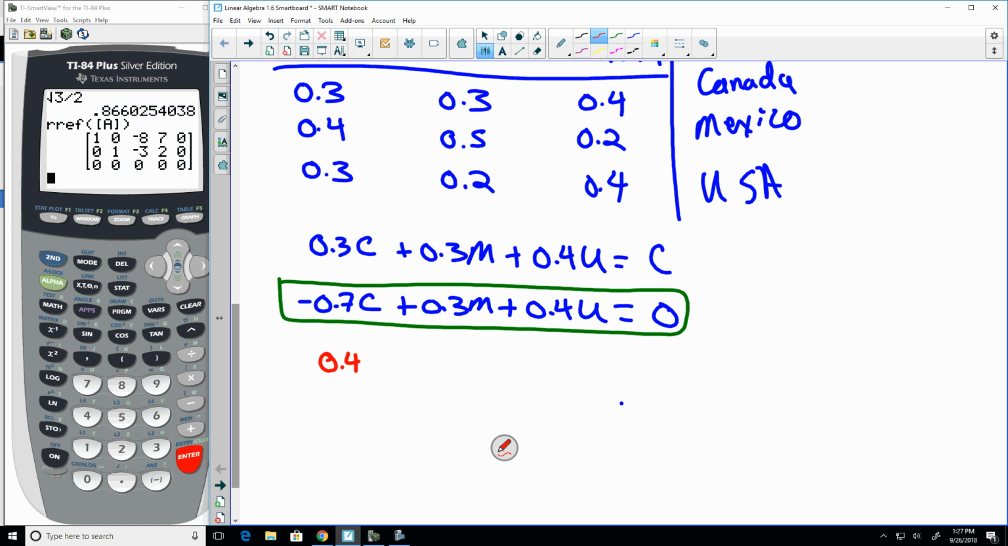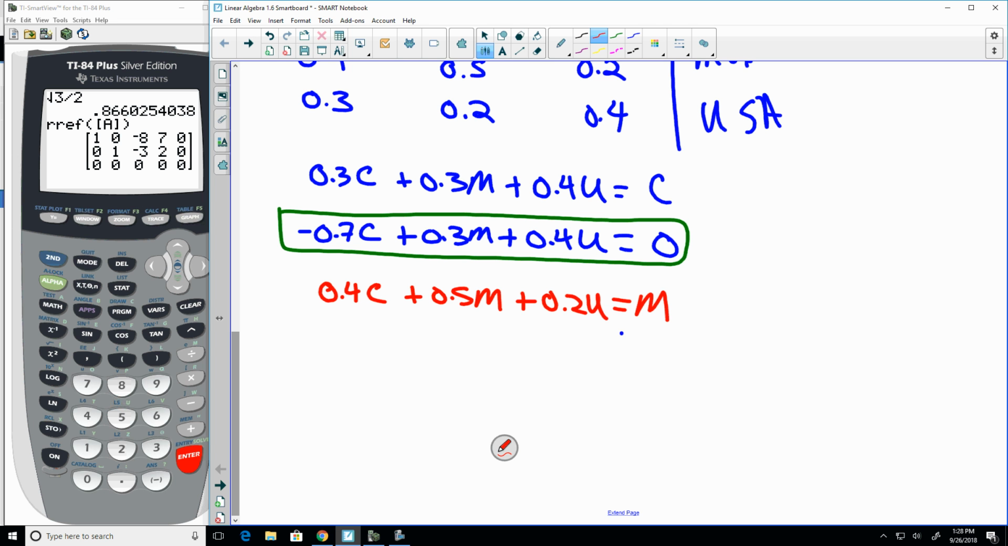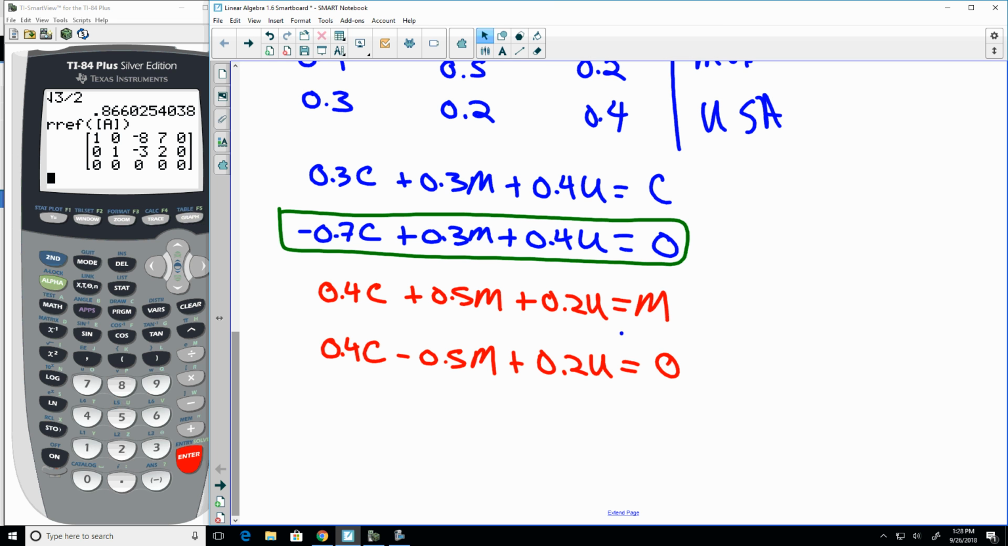0.4 C plus 0.5 M plus 0.2 U equals M. So that's Mexico's input, right? That's their imports. So we subtract M. That turns that into negative 0.5, right? So that's our second equation.